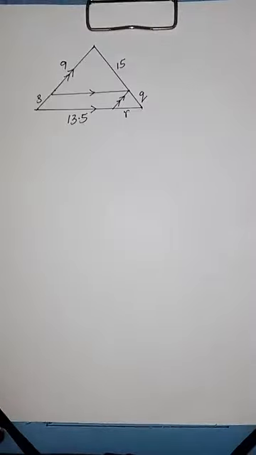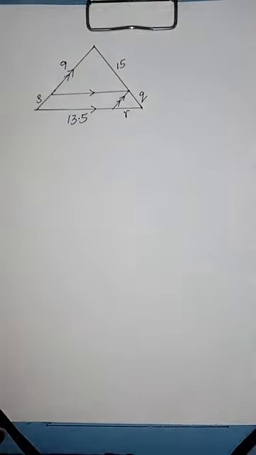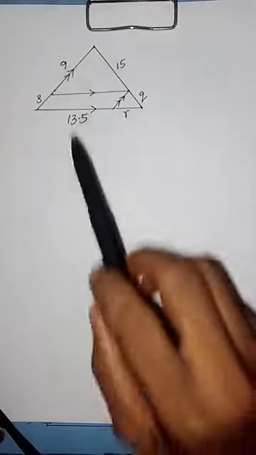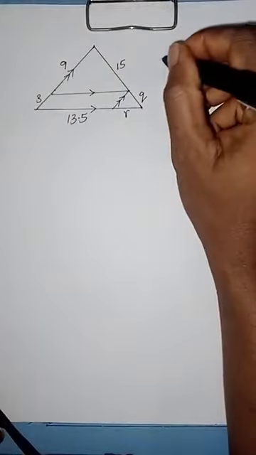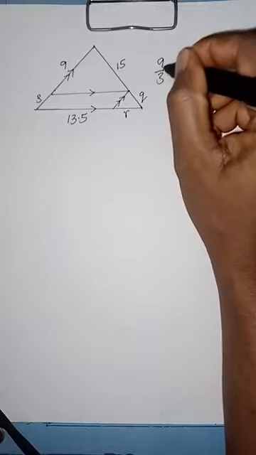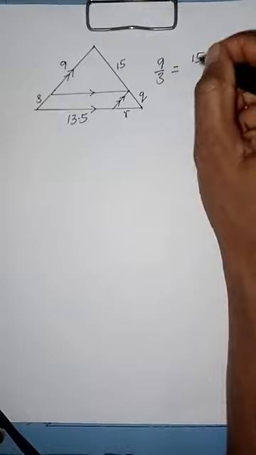This is another beautiful question in geometric ratio. We are looking for Q and R. Again, we're going to compare ratios. But you don't just compare any ratio. You have to be careful when you compare ratios. Now, to get Q, we're going to compare the ratio of the entire triangle. So this is 9 ratio 3 is equal to 15 ratio Q.